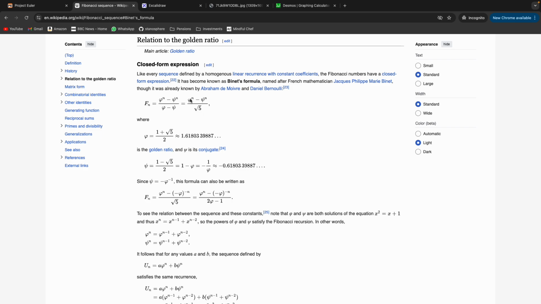Anyway, we end up with the golden ratio to the power of n, and then the conjugate. To me, conjugate makes me think of a complex conjugate, so I'm going to call this a radical conjugate, just to be on the safe side. And this is a way of working out the Fibonacci number.